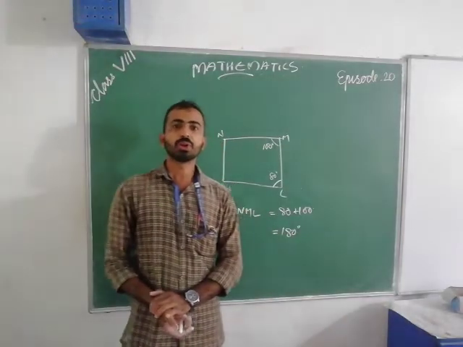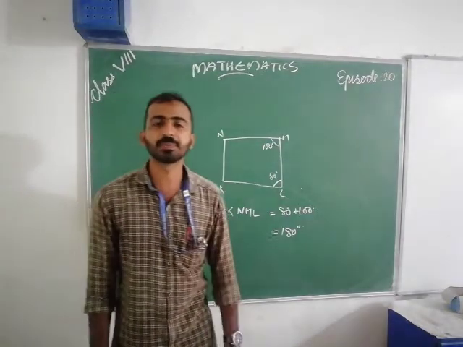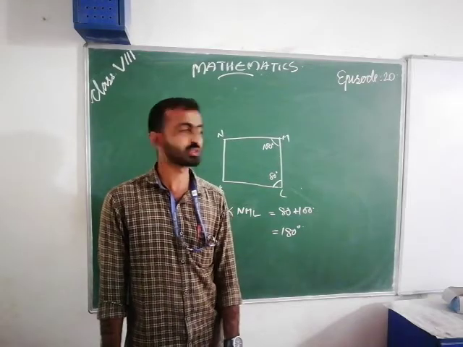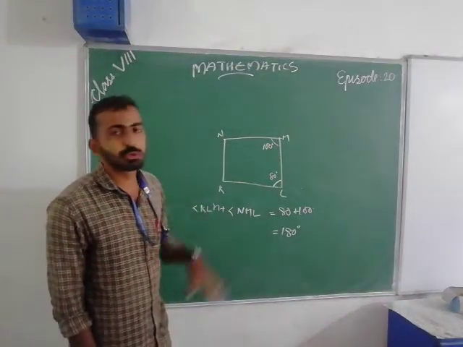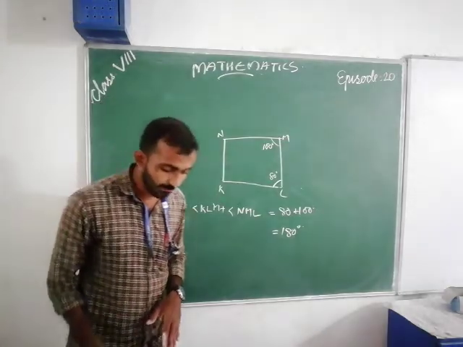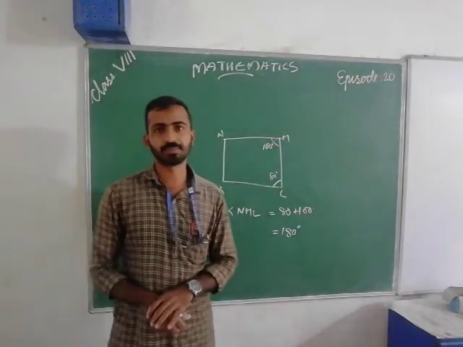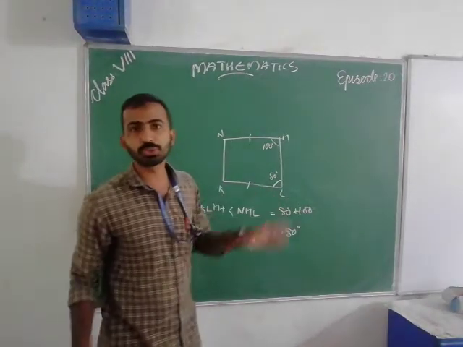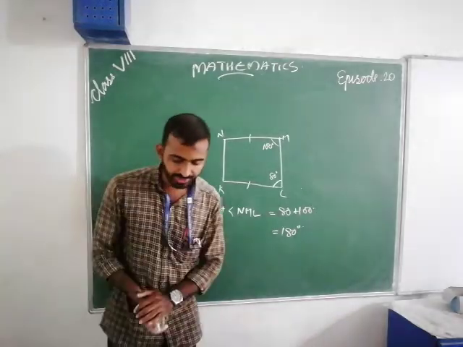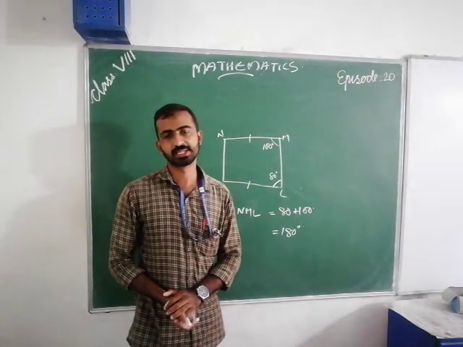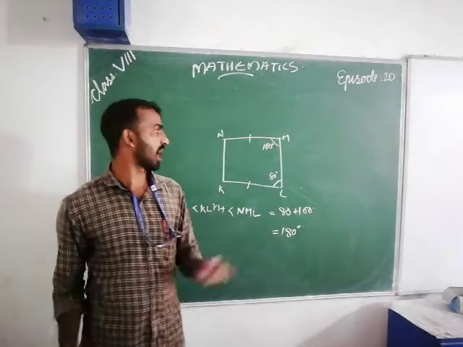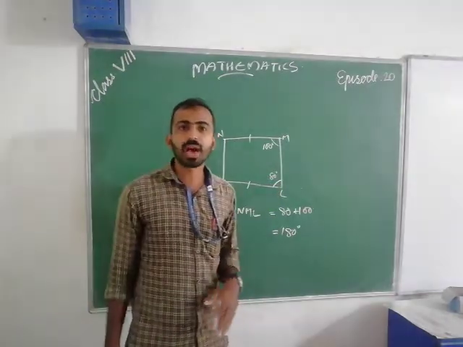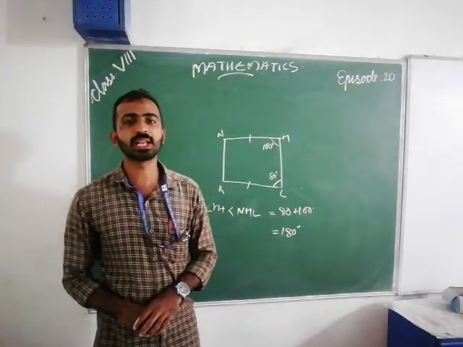That means the adjacent angles, or consecutive interior angles, have a sum of 180°. So ML is parallel to KN. The consecutive angle sum is 180. These are consecutive interior angles, so KL is parallel to NM. Okay, that is the answer.